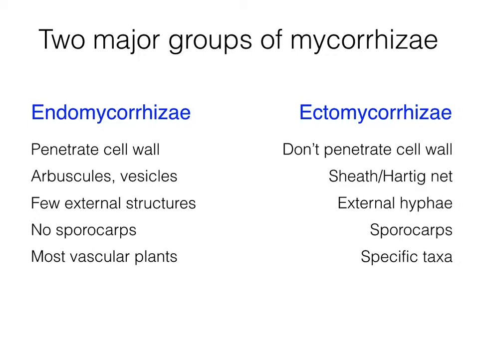This differs in ectomycorrhizae, ecto meaning outside of, because the hyphae of ectomycorrhizae do not penetrate the cell wall. The fungi instead grow in between the cortical cells in the root, and it's in this part of the root, where the hyphae are adjacent and in contact with the cortical cells of the root, that nutrient exchange happens in the ectomycorrhizae.